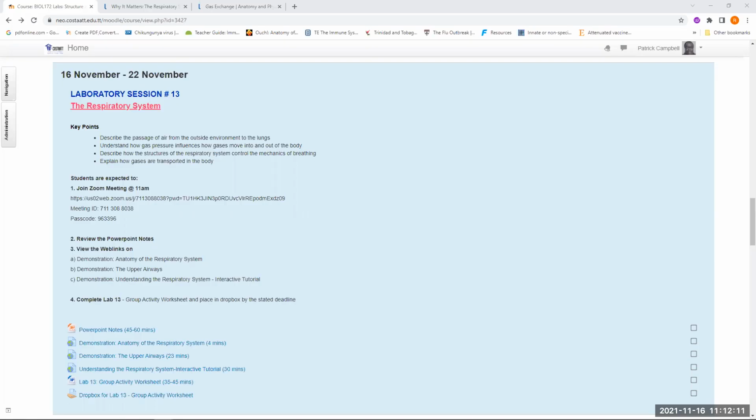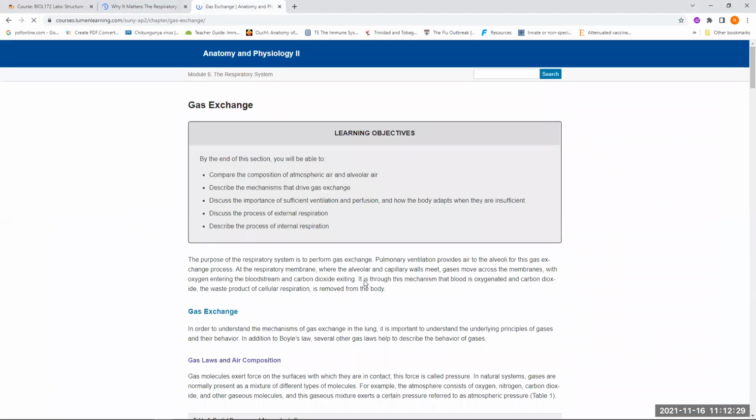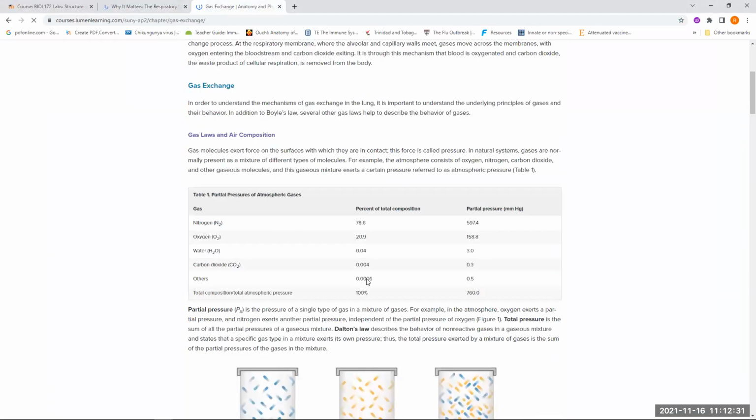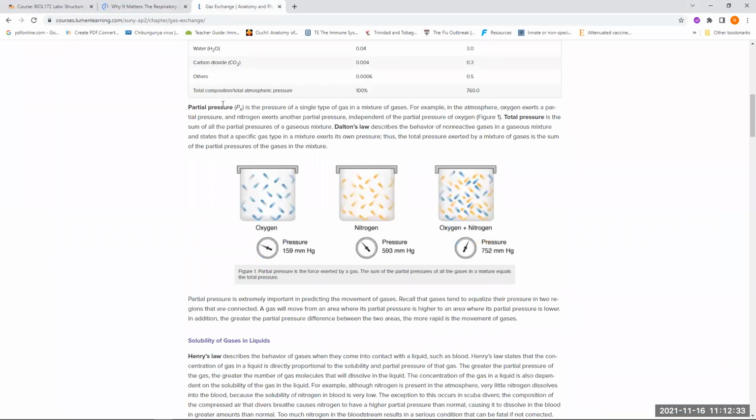So it's a very interesting concept to appreciate in terms of that movement of air into and out of the lungs and into and out of the blood itself. All right, how gas pressures influence how gases move. Let's have a look and see how gas pressures are involved. Well, when we look at gas pressures, we have to think about partial pressure.